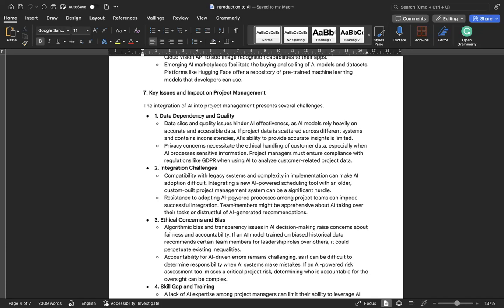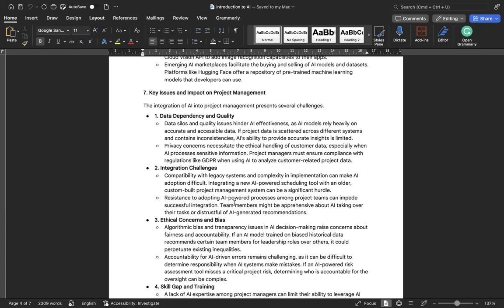Likewise, we have to step it up. If project data is scattered across different systems and contains inconsistencies, then what will happen? AI's ability to provide accurate insights is limited as well. Privacy concerns necessitate the ethical handling of customer data, especially when AI processes sensitive information, and project managers must ensure compliance with regulations like GDPR when using artificial intelligence to analyze customer-related project data.